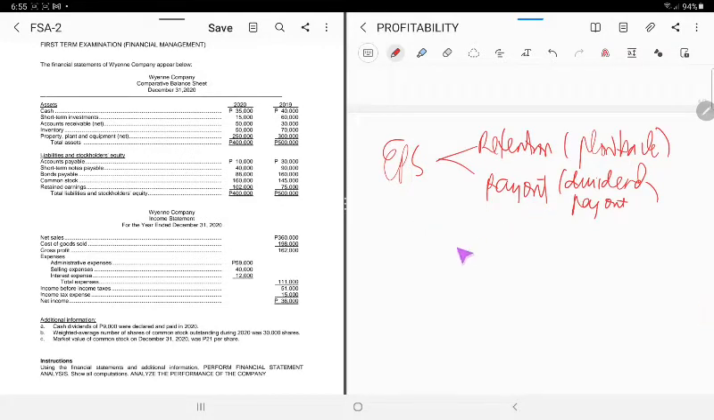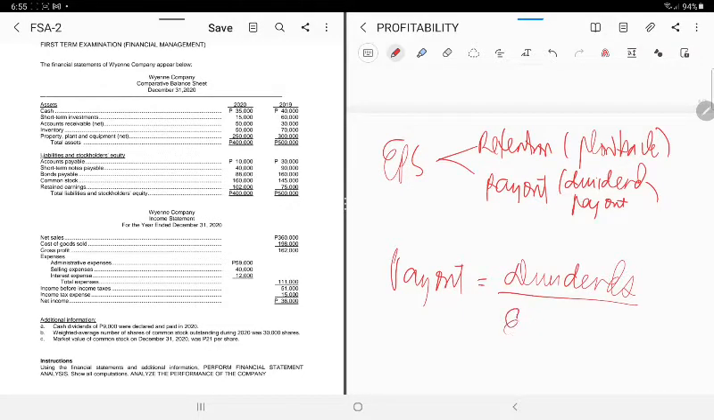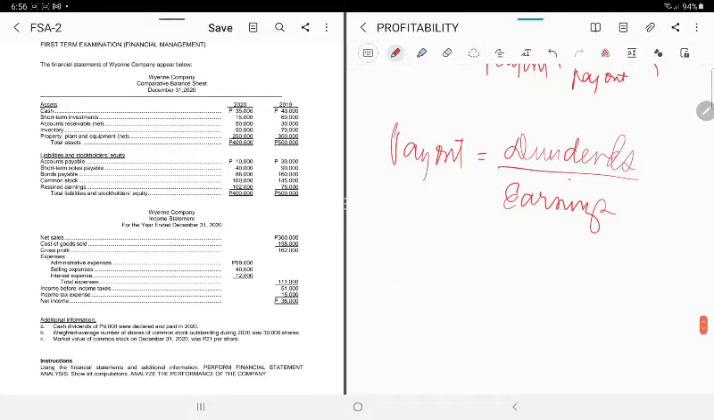O, tingnan natin. Compute muna natin yung payout. And payout will be equal to dividends divided by the earnings, syempre. And in this case, do we have the dividends? Yes. Dividend is 9,000. And it is 36,000 yung earnings mo. O, tingnan nyo. 9 divided by 36, ilan ba yun? That will be 0.25. That is your payout.